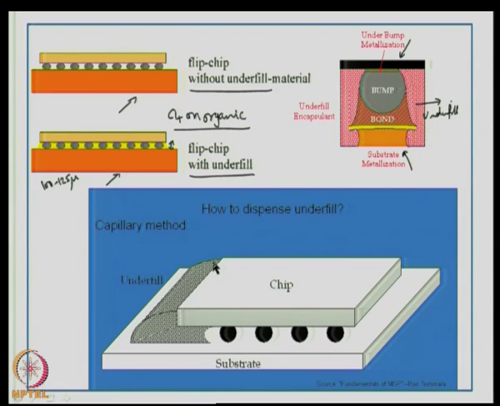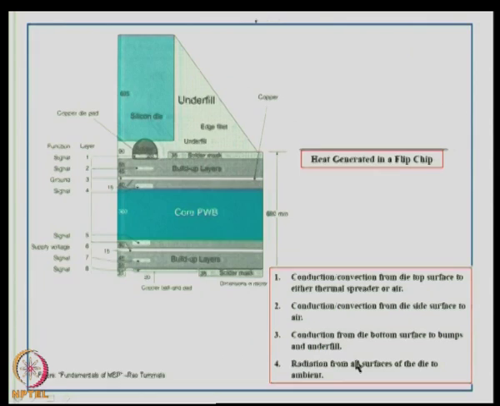Just apply the underfill on one side, two sides. You can see because of capillary action the entire area under the die will be spread with the underfill material. This is a cross section of the underfill. You must now be able to imagine cross sections where you have the underfill, the bump, the silicon die, the printed wiring board or organic substrate, which can be a multi-layer buildup and so on.